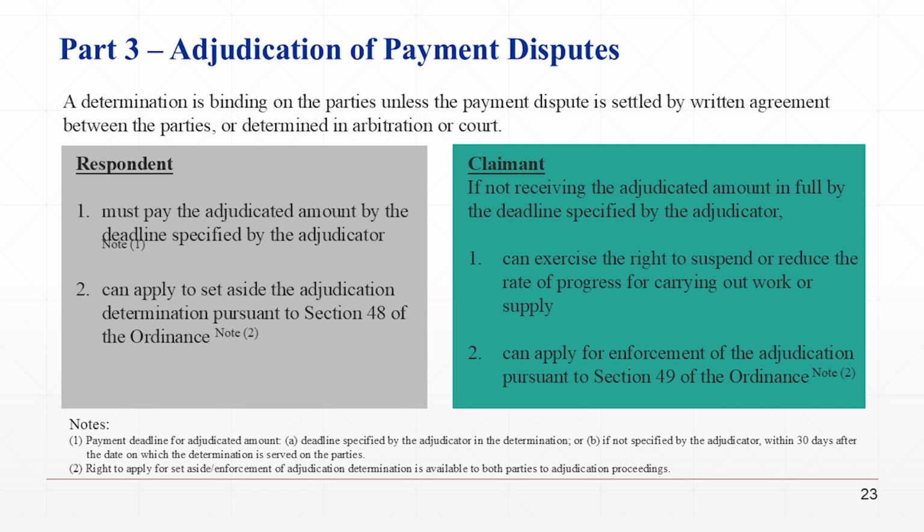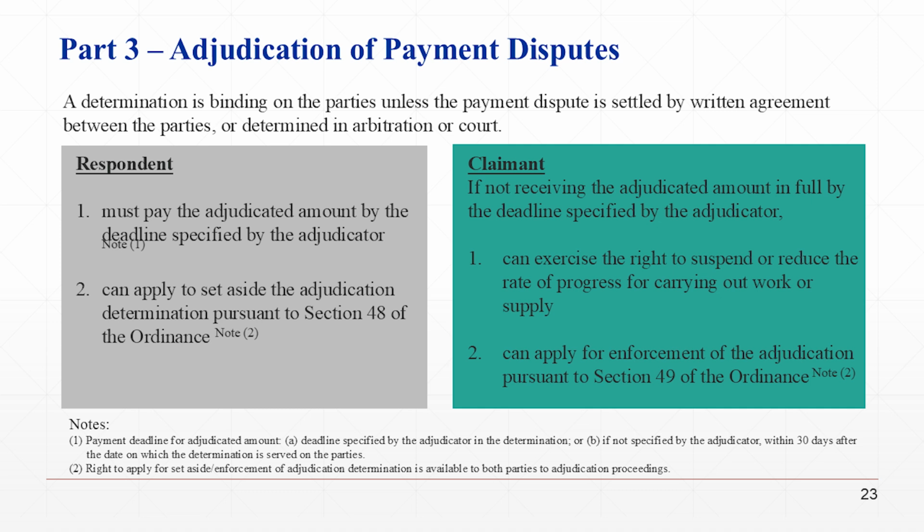In other words, a party to adjudication cannot apply to the court to set aside the determination simply because he is not satisfied with the determination or believes that the adjudicator has erred in making the determination. If the claimant does not receive the adjudicated amount in full by the deadline specified by the adjudicator, the claimant can exercise the right to suspend or slow down the progress of work or supply. The claimant may also apply to the court for enforcement of the adjudication pursuant to Section 49 of the Ordinance.